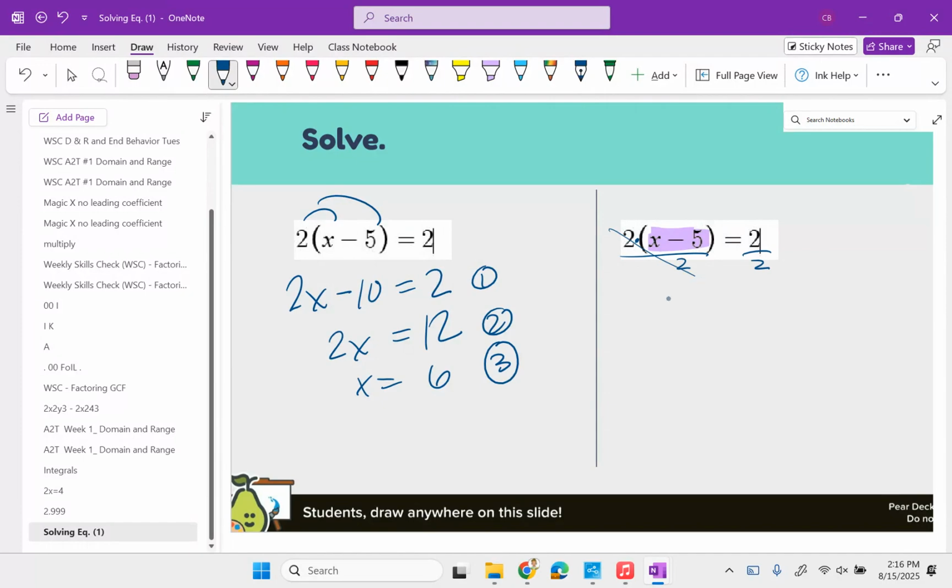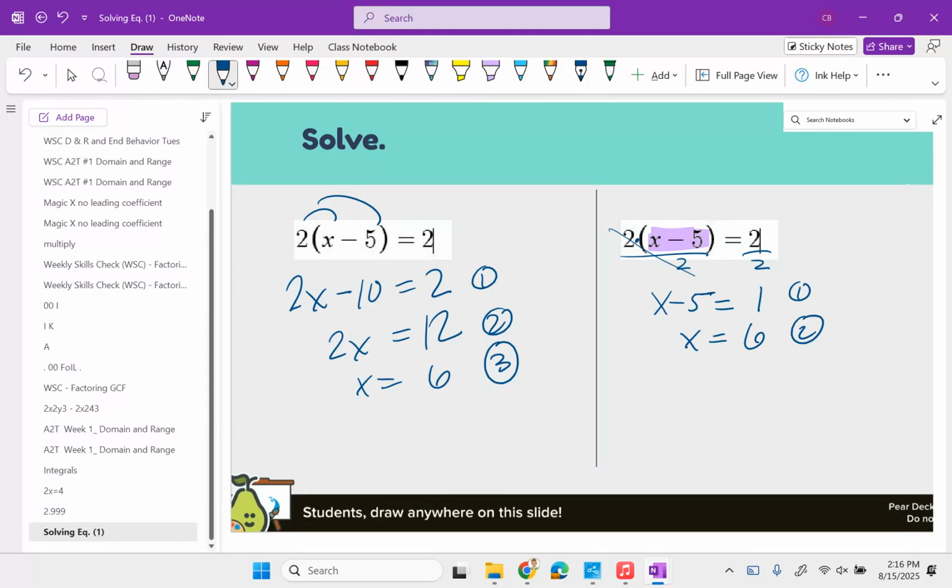They go away. So I get x minus 5 equals, what's 2 divided by 2? 1. What am I going to do to move the 5? Add. Okay. What's 1 plus 5? 1 step, 2 steps. Kind of nice, right? Okay. A different way to look at it than what your instinct has been trained to do for so many years.